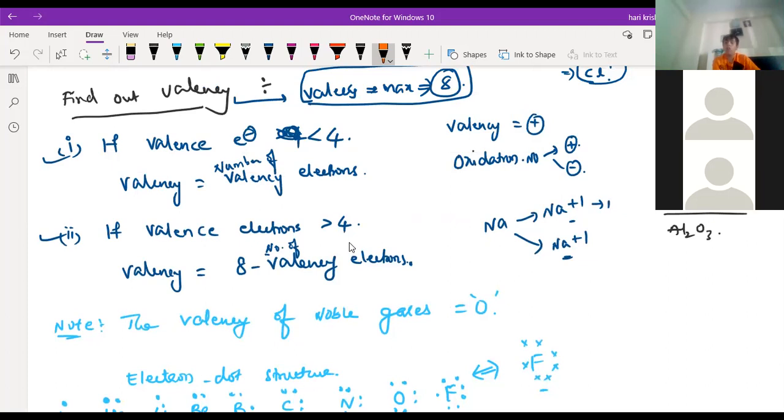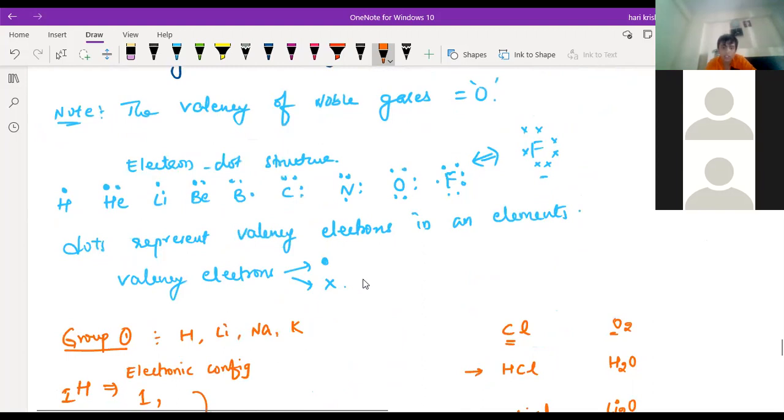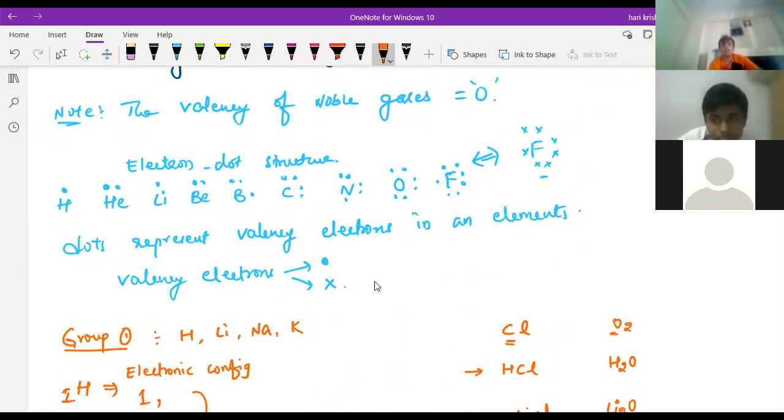So the valency of noble gas is always 0. Those who joined late, listen to this properly. From here, the blue color ink we started today. The valency of noble gas is always 0. And the electron dot structures, you know, right? Whatever dots are there represent the valence electrons present in an element. Electron dots can be represented by a dot or a cross mark. So noble gases cannot combine with any other elements. That's why they are very stable, right?